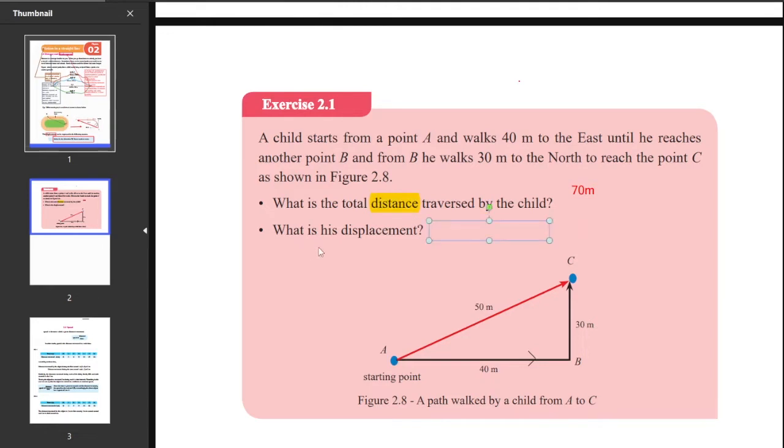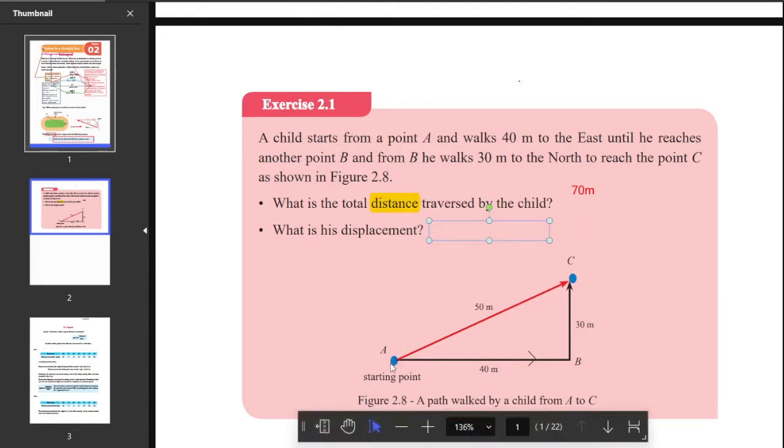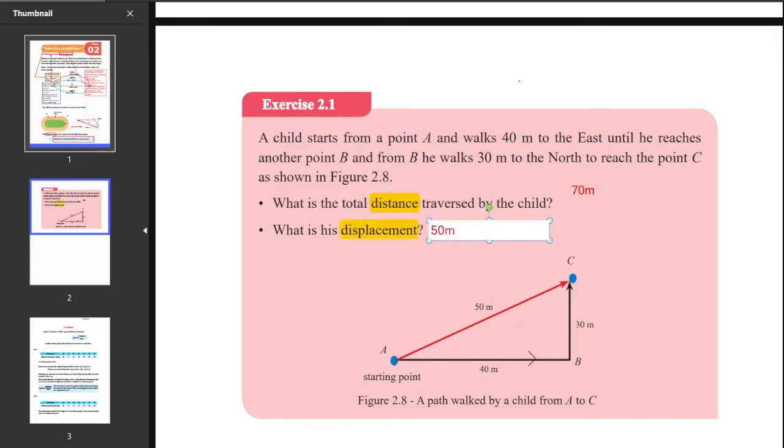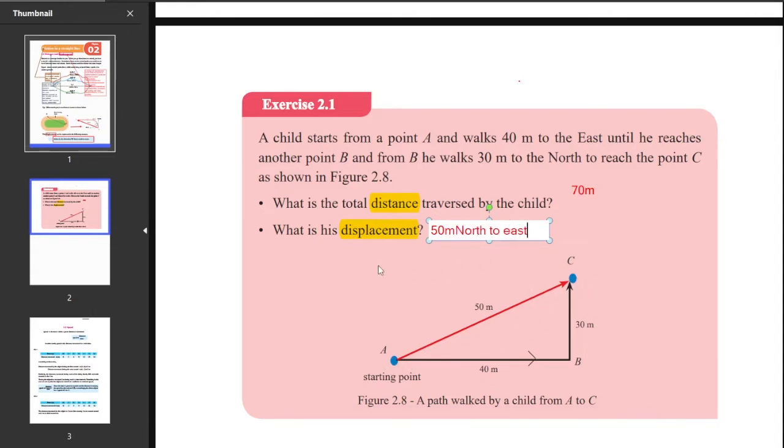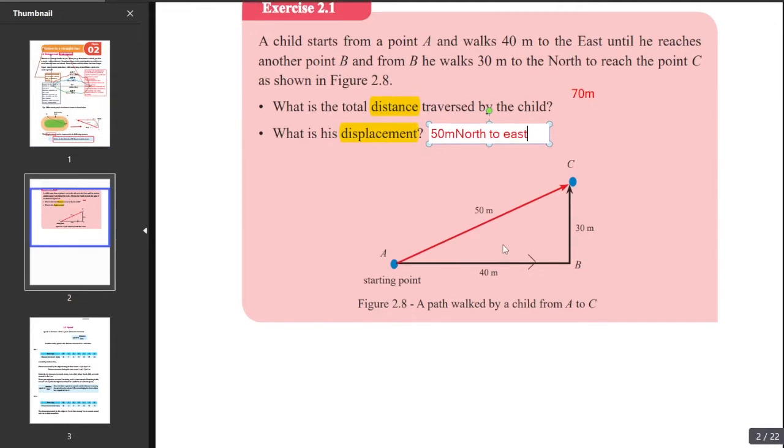Okay, then what is the displacement? Displacement is the shortest path, in a particular direction. So here the shortest distance is 50 meters. Am I correct? No. I have to express the direction too. Then what is the direction? North to east. This is the way of expressing the displacement.